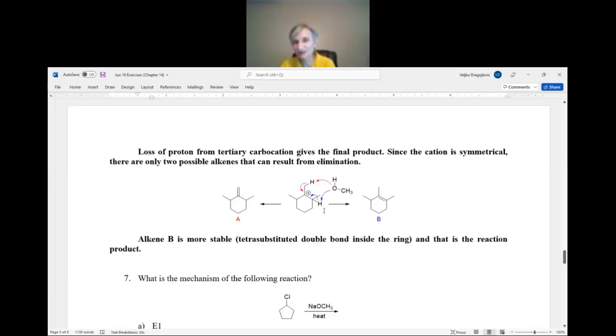Tetrasubstituted double bond. And note that this carbocation is symmetrical. So removal of hydrogen from the other side gives the same product. See, formation of the double bond here. It's the same product. So B is the correct answer. And if you want to name it, you would name it 1, 2, 3-trimethylcyclohexene.